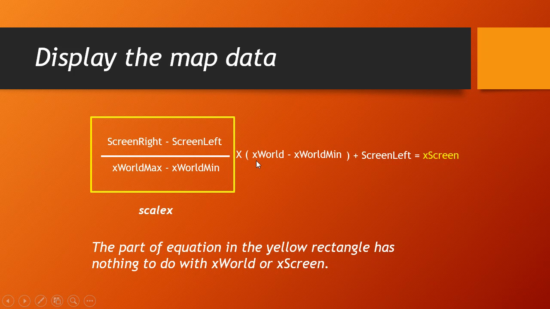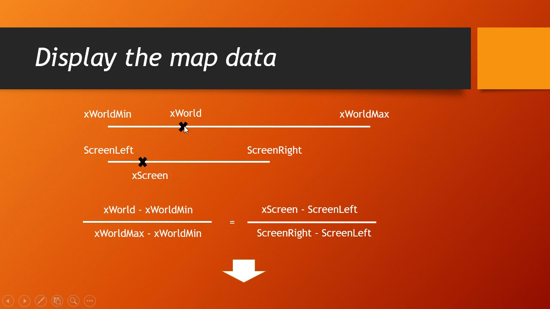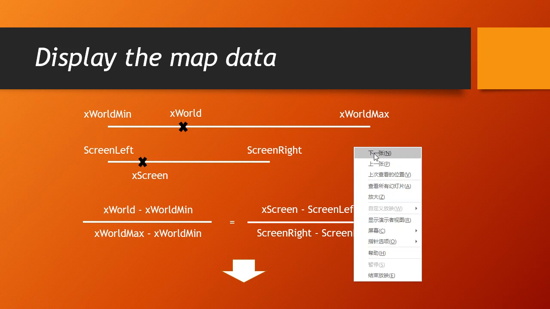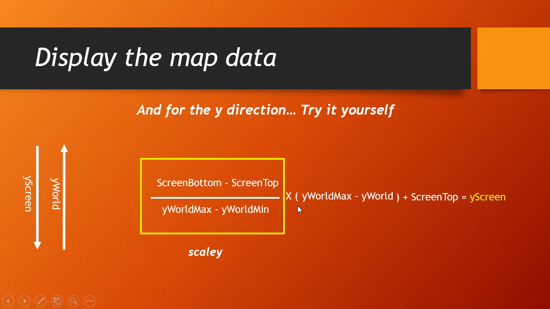Multiply this value by x world minus x world minimum and add the screen left. Then we come to the x screen value. This value represents this value in the longitude and latitude coordinate system. So that's it, and this is the x direction.